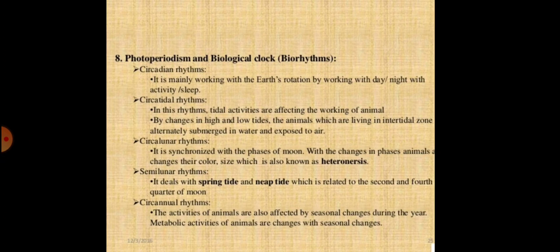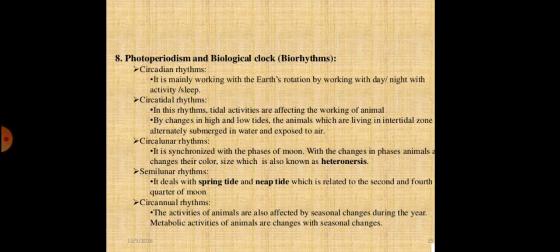Photoperiodism and biological clock, these are the two processes which create the effect of light on the animals. First of all, the circadian rhythms. It is mainly working with the earth's rotation, with day and night, with the activity of sleep and wake up. Circatidal rhythms. In this rhythm, tidal activities are affecting the working of animals. By change in high and low tide, the animals which are living in the intertidal zone are alternately submerged in water and exposed to air. And if it is synchronized with the phases of moon, that is called circalunar rhythm.